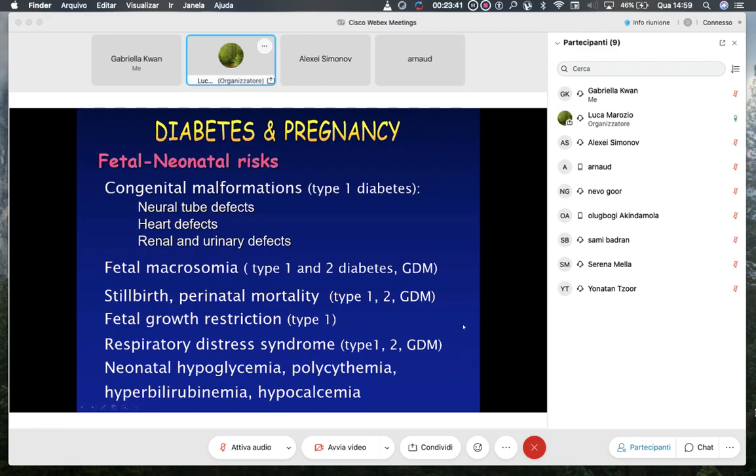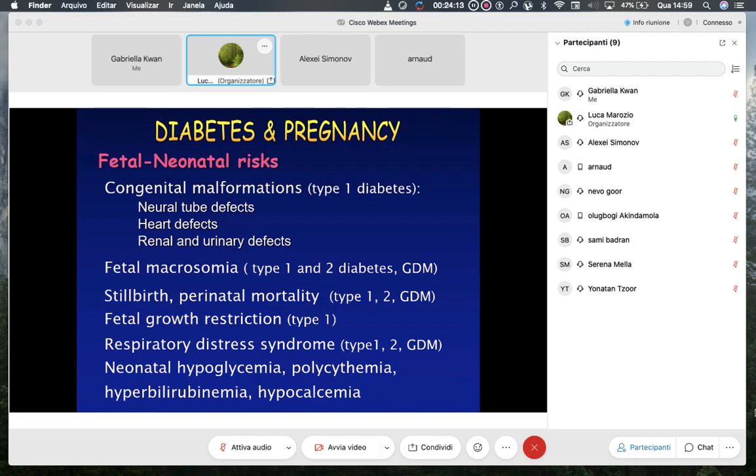Usually babies born from diabetic mothers may have hypoglycemia, polycythemia, hyperbilirubinemia, hypocalcemia. These are metabolic disorders which are very common in babies born to diabetic mothers.